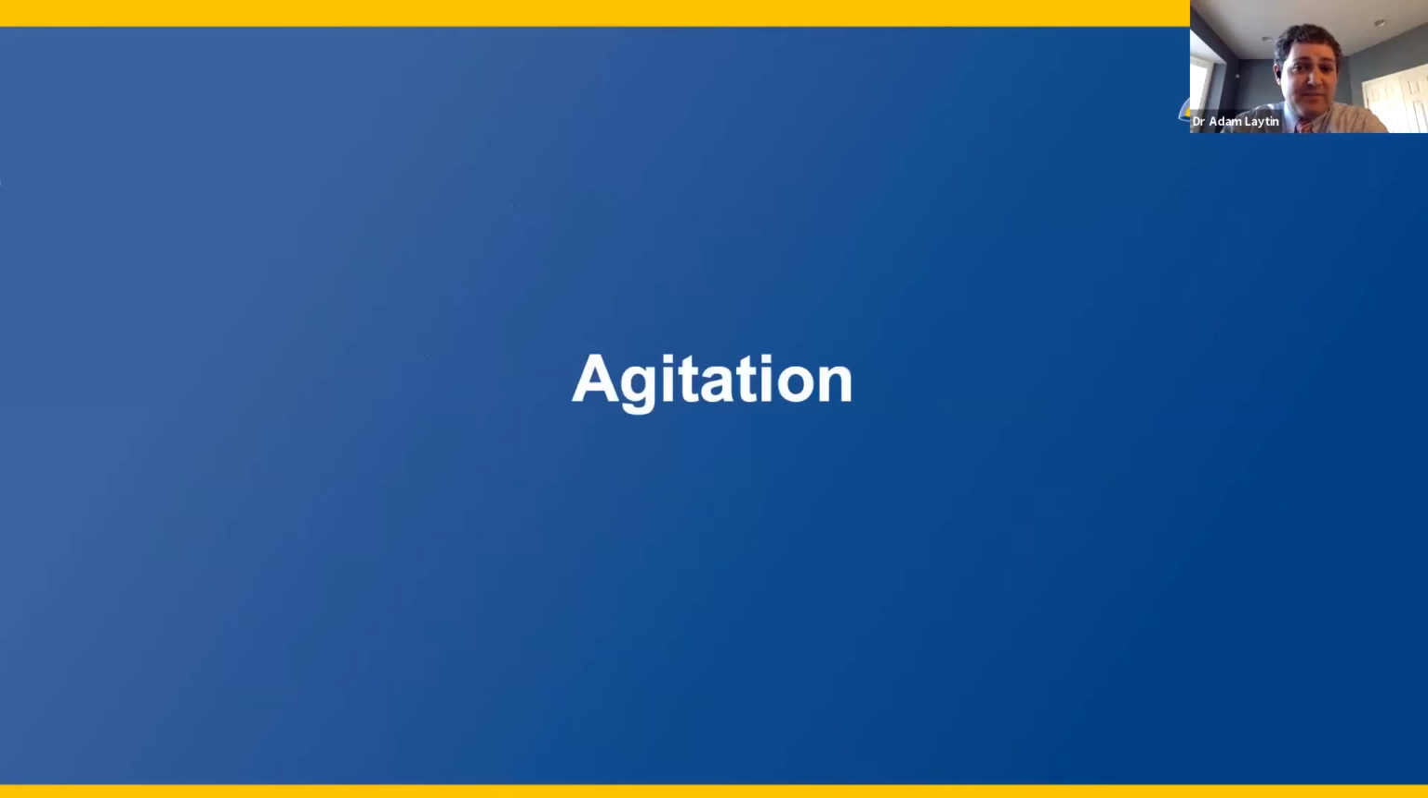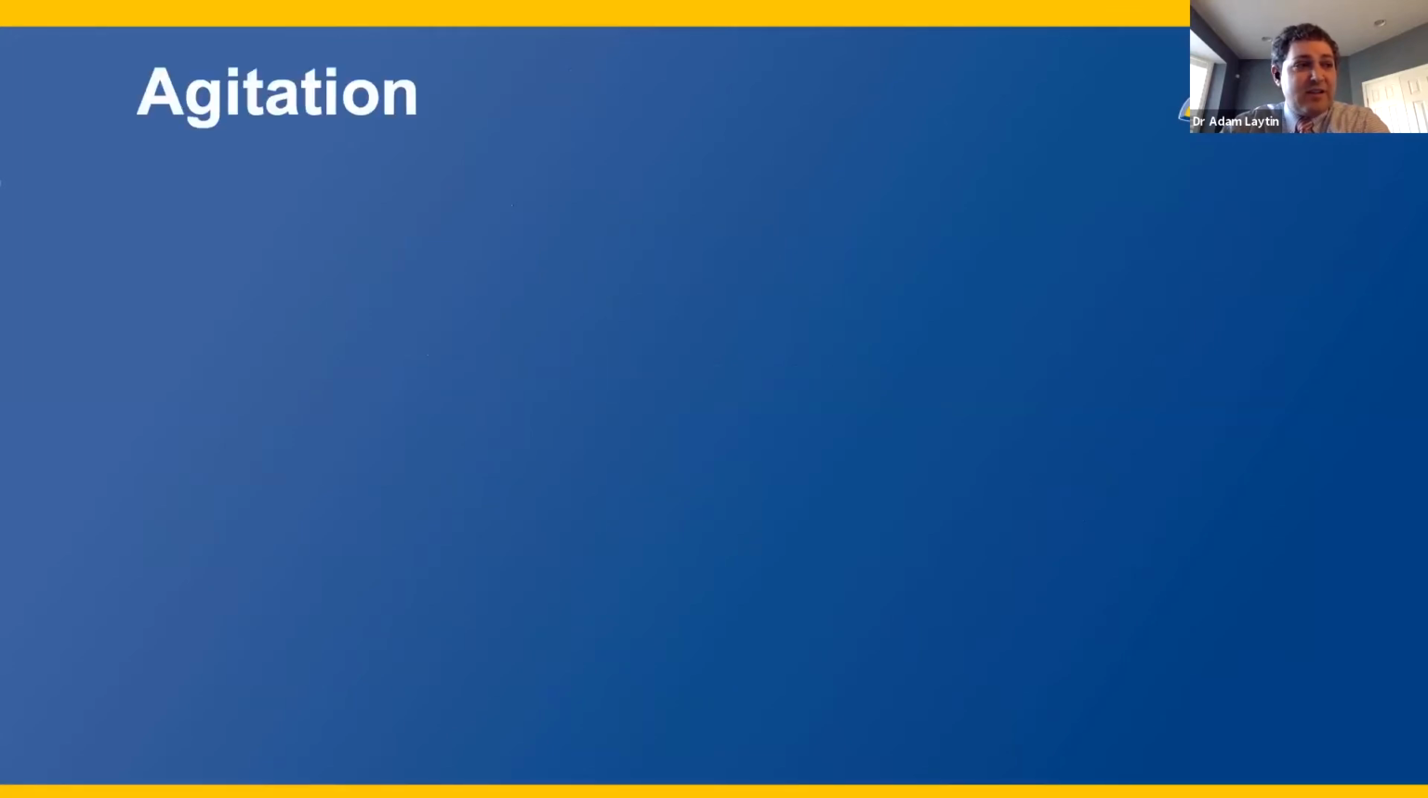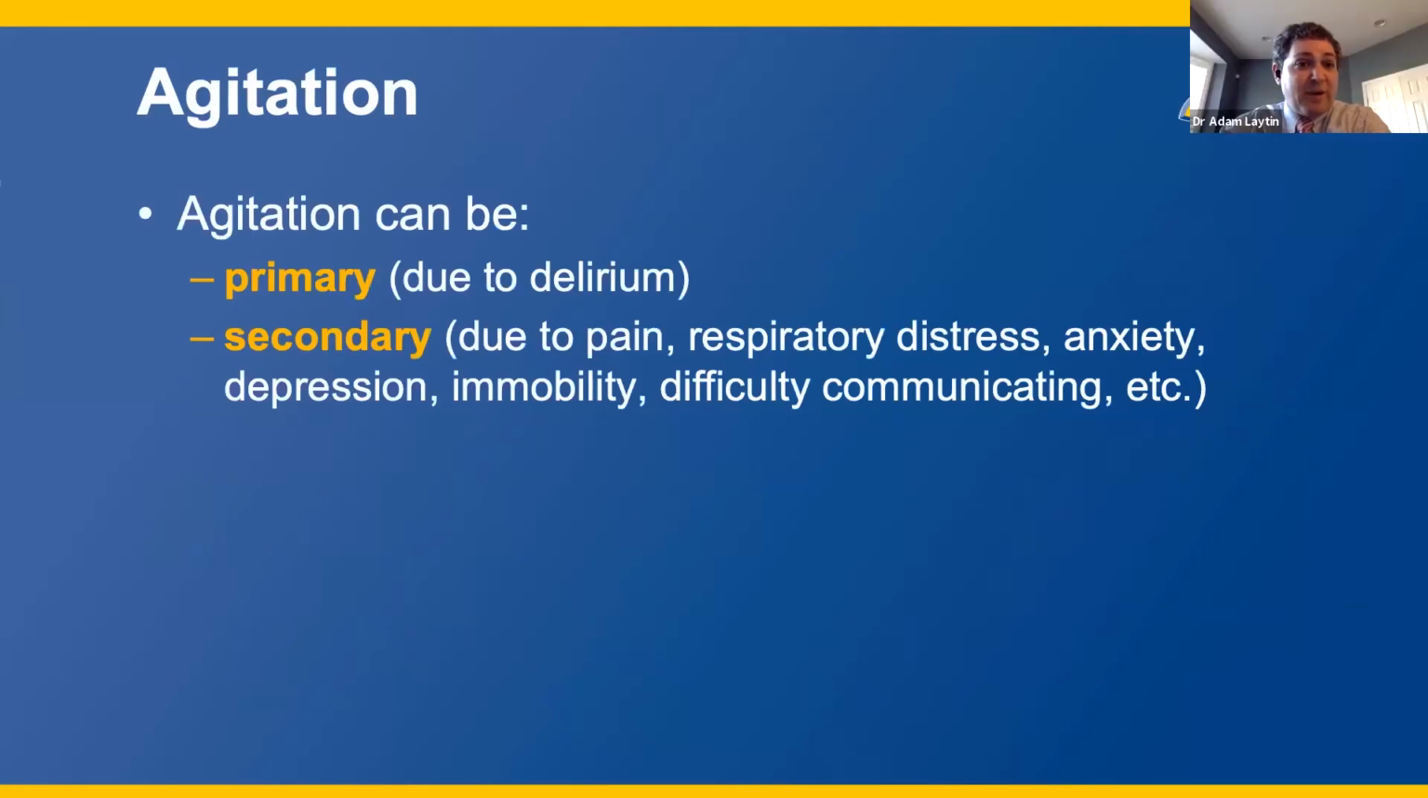We're going to move on to agitation. And I'm going to really try to tease apart agitation and delirium as two separate issues that we should be thinking about separately in the ICU. So agitation can be either a primary agitation that's due to delirium or a secondary agitation due to one of the many common conditions in the intensive care unit, including pain, respiratory distress or discomfort with mechanical ventilation, anxiety, depression, immobility, or difficulty communicating. All of these are things that are very common for patients who are critically ill and mechanically ventilated and are not indications for pharmacologic sedation necessarily.